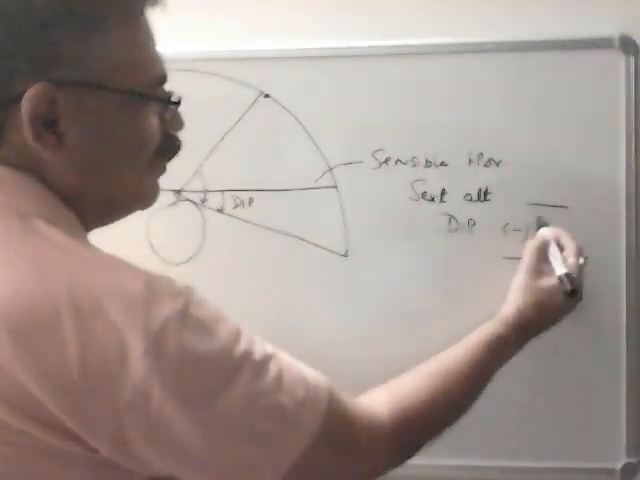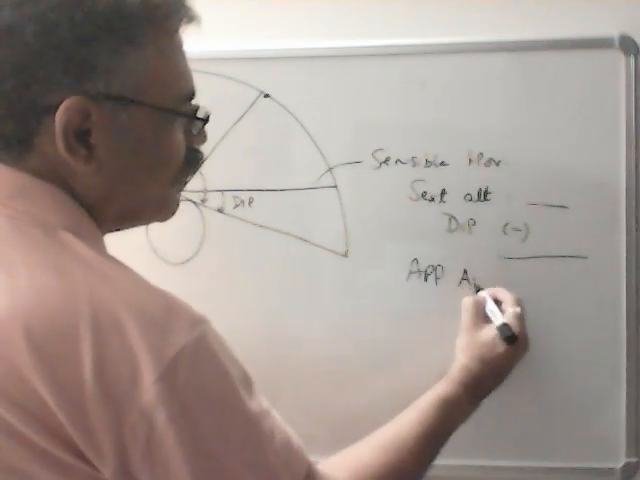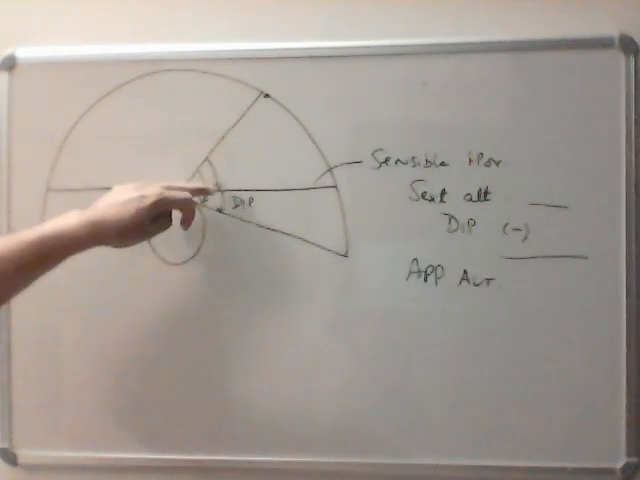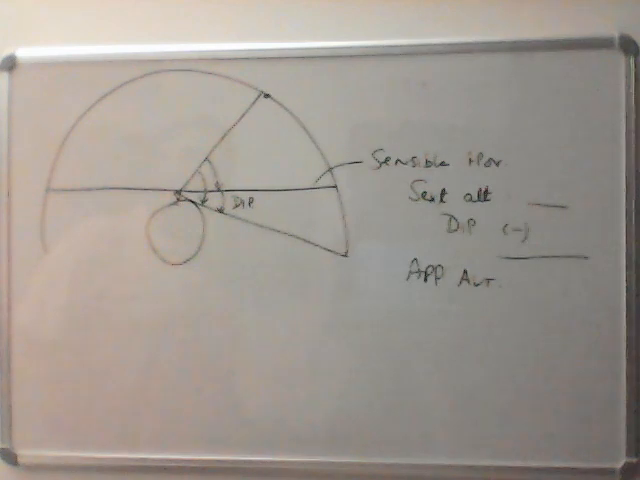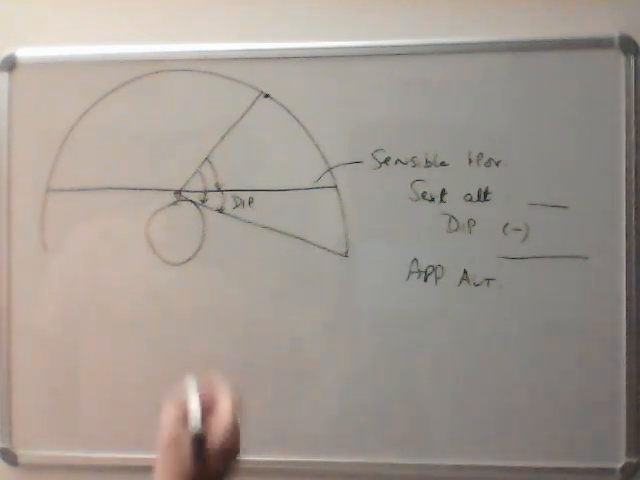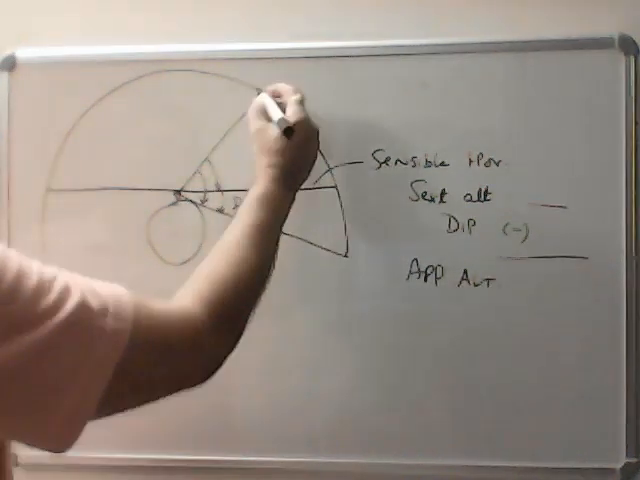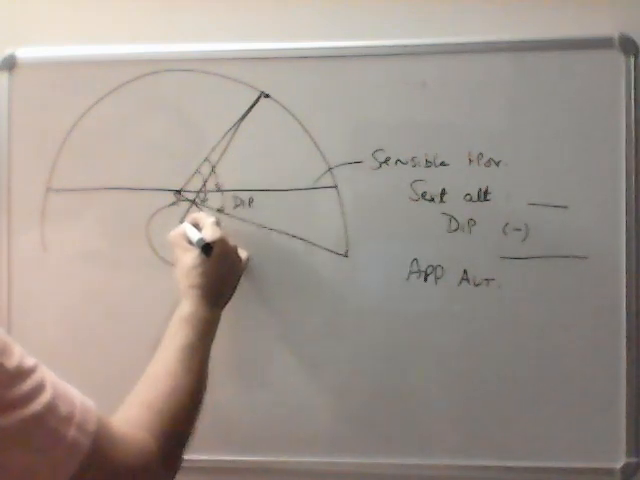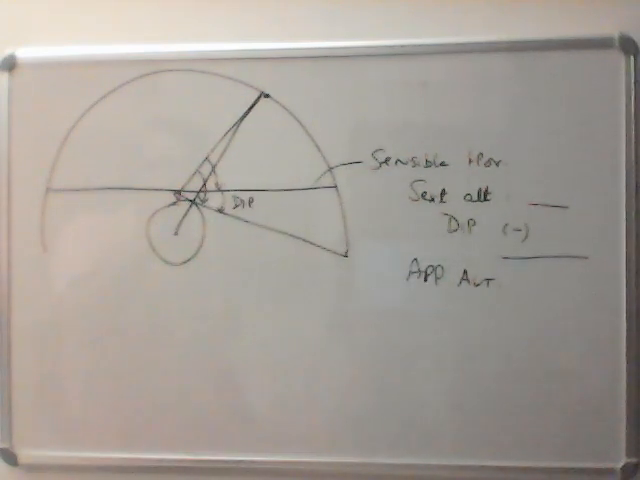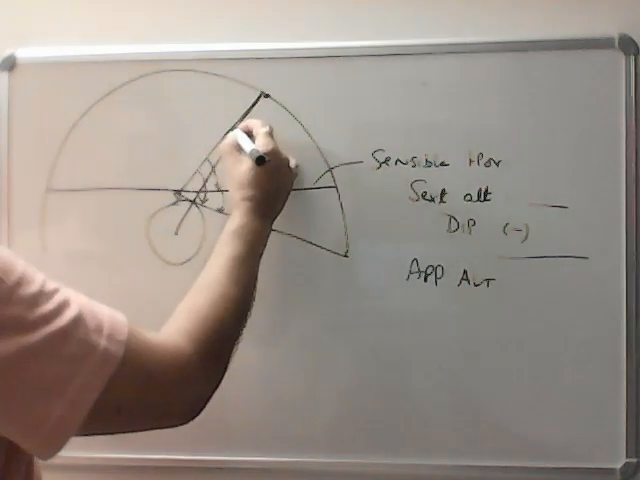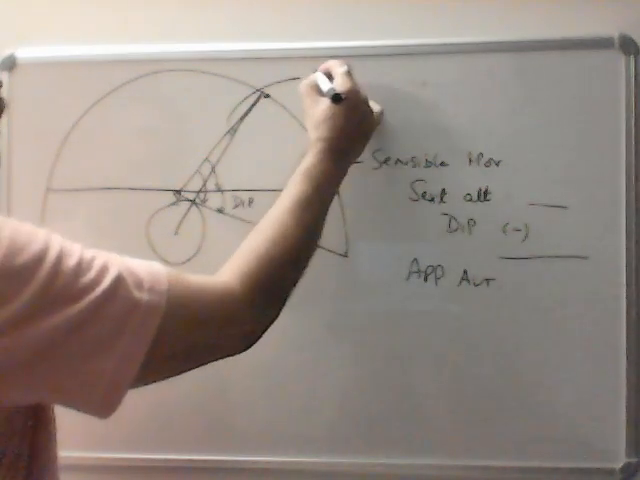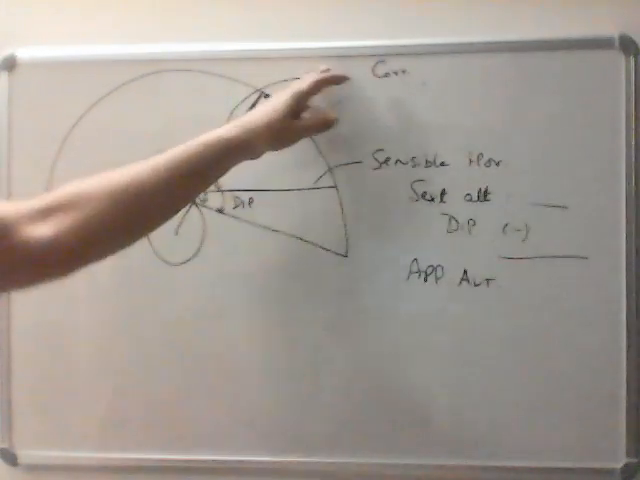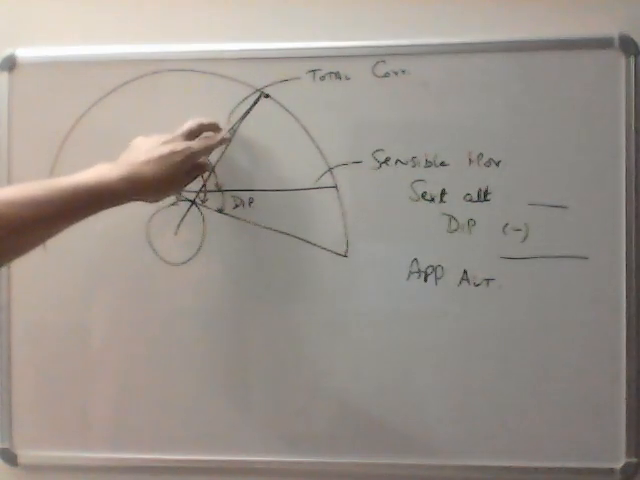And then what you get is apparent altitude. That is this angle. This is apparent altitude. Now if you make another line from the center of the earth to the celestial body, this line, then this small angle is known as total correction. This is also obtained from the tables. It's a small angle.